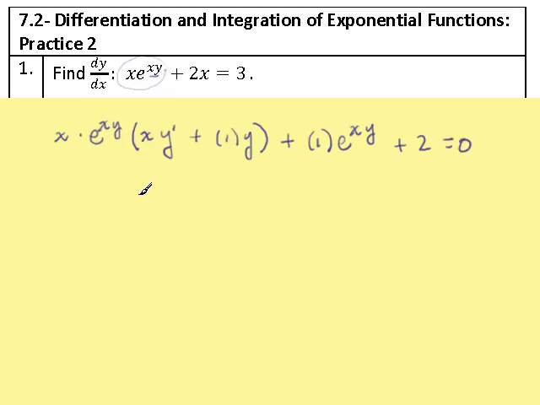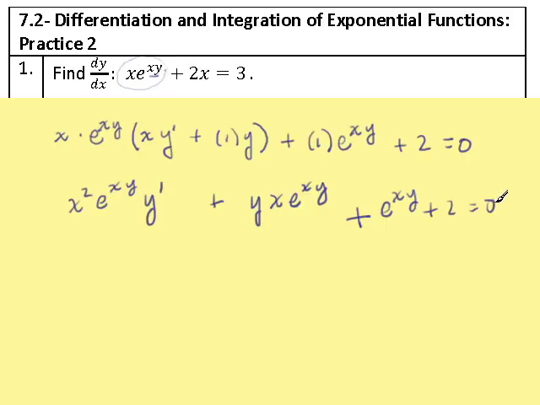All right, we just want to solve for y prime. Okay, so let's first multiply it through over here. So we have x squared e to the xy y prime plus y x e to the xy plus e to the xy plus 2 equals 0.